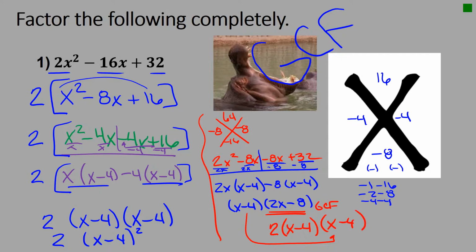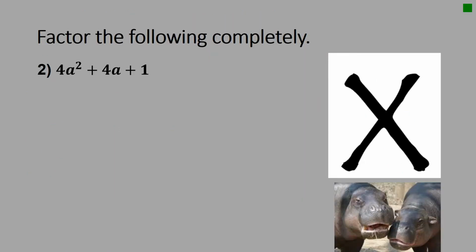This is where it's to your advantage to remember the GCF at the beginning. Smaller numbers, less work, but you got to remember to bring it down. All right. Oh, look at them here smiling. Valentine's Day is coming up, guys. Look at this. Hippos in love.